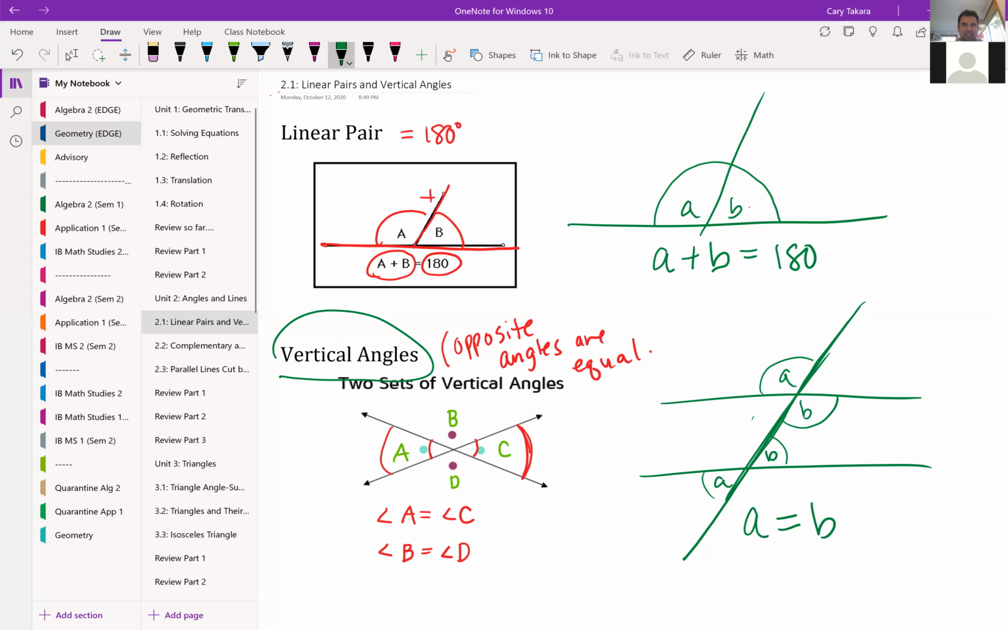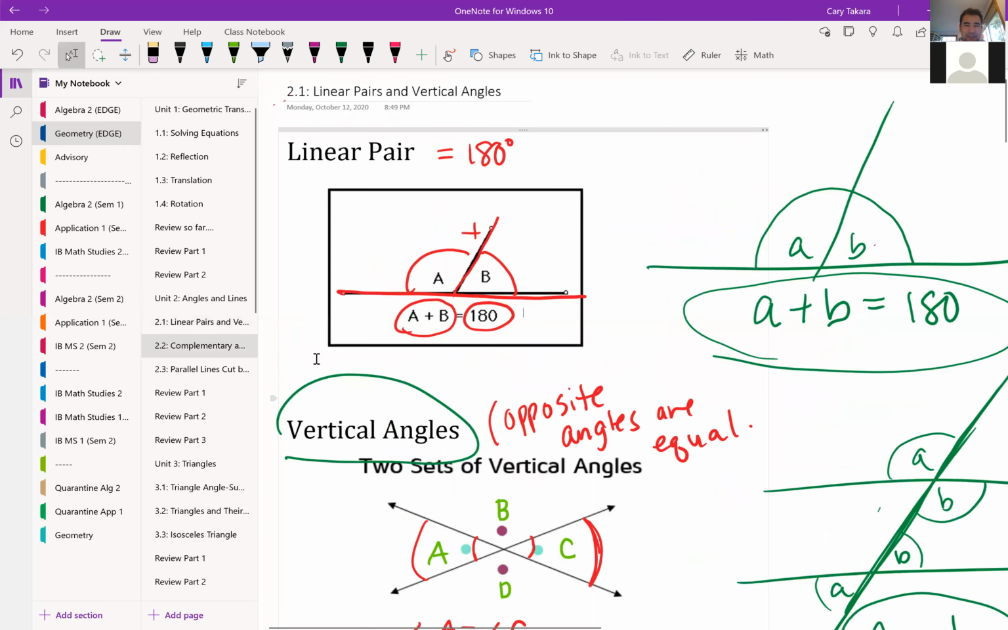Okay, so to be able to recognize the name is the one thing. And then to be able to set up an equation is the second step. Okay. Again, linear pair is supplementary. They add up to be 180. Okay. The vertical angles are just equal to each other. You don't set it up equal to 180. Okay. It's this side is equal to the other side. So those are the first two.